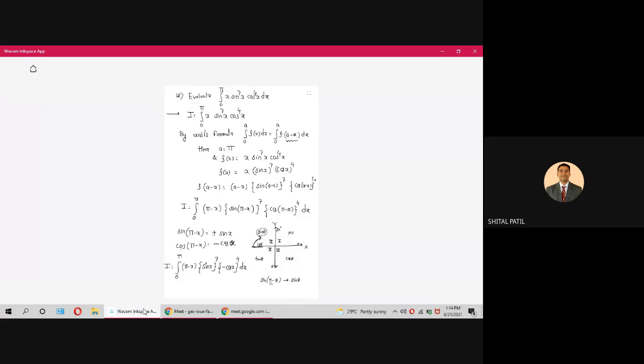Hope you have written up to this step. Please write it. These things are very well known to you. Please revise them once again: how the trigonometric ratios change when the quadrant changes, with pi by 2, 2 pi, 3 pi by 2. That is very well known to you. On the next page we'll simplify it and get the required answer. Can I change the page now? Yes, sir. Okay.